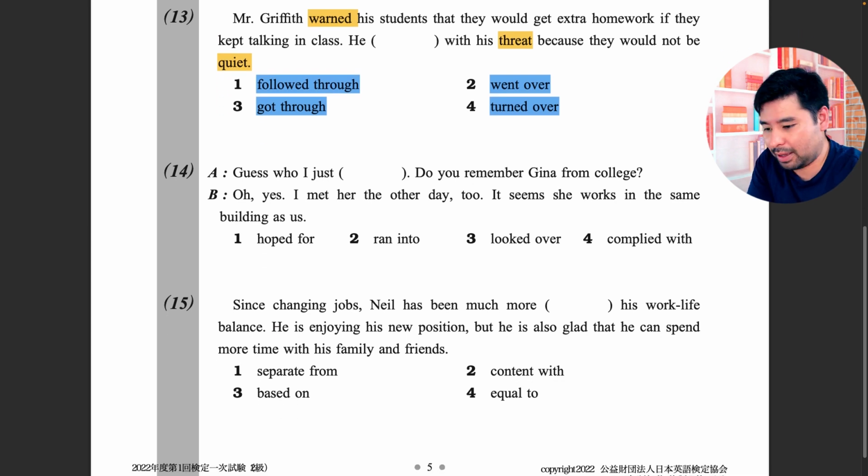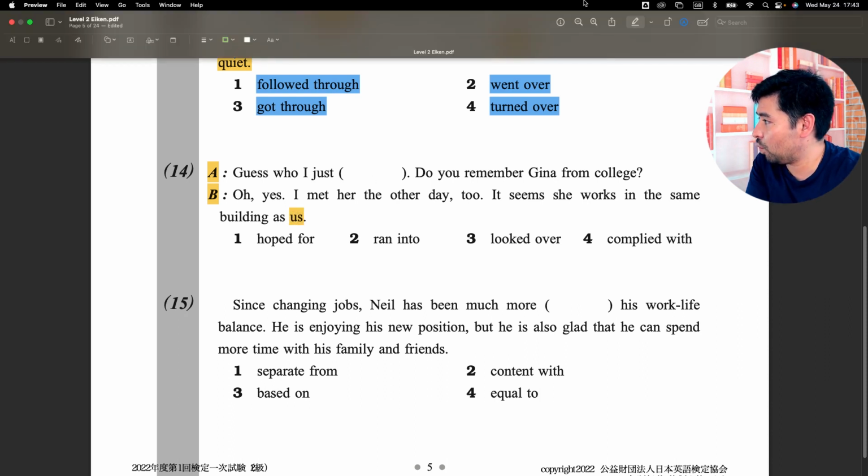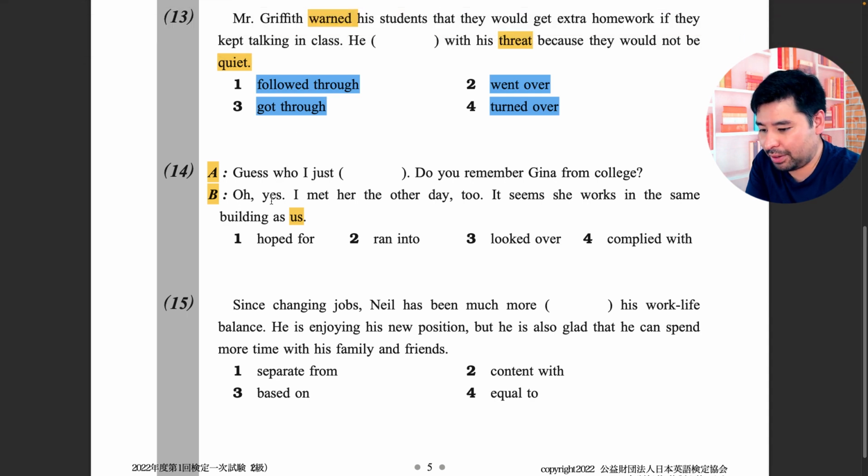Number 14. Let's go on here. Guess who I just... Do you remember Gina from college? And then we have two people here, A and B. And B says, oh yes, I met her the other day too. It seems she works in the same building as us. Good one, right? So guess who I just... What do you think happened here?